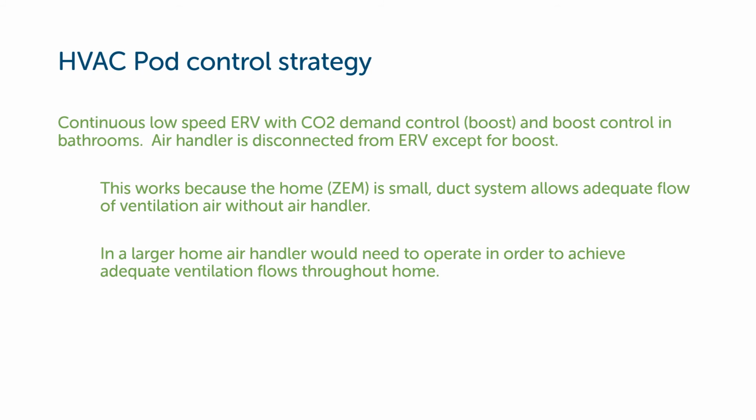And this works because the ZEM is a small home and it has a simple duct system that allows adequate ventilation flow without the air handler. Now remember, with low load homes, the home doesn't have much heating and cooling loads, so the duct system won't need to move 1,000 CFM. In this case, the air handler is designed to move something between 250 and 500 CFM approximately. So that's more closely aligned with the CFM requirements of a ventilation system. In a larger home, the air handler would need to operate all the time in order to achieve adequate ventilation in every part of the house.